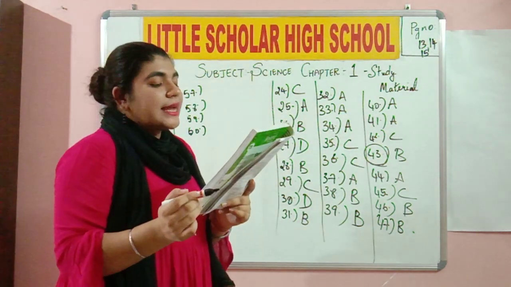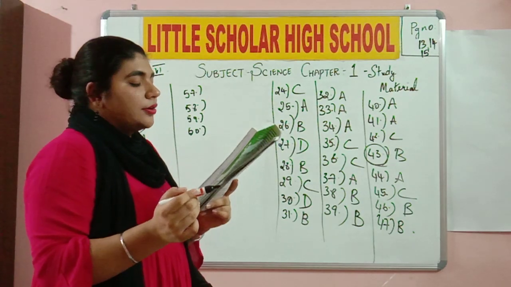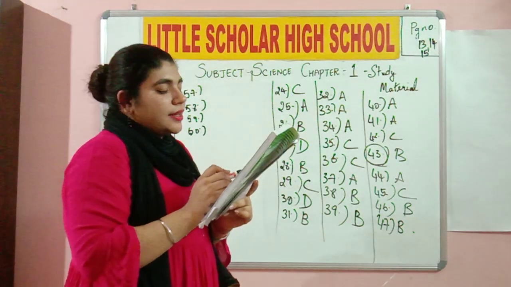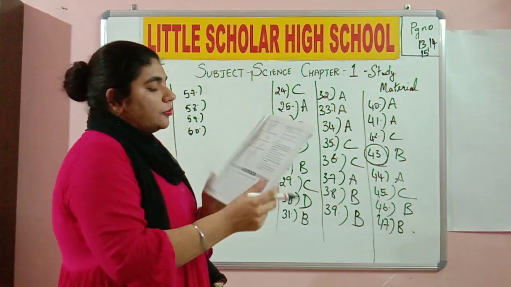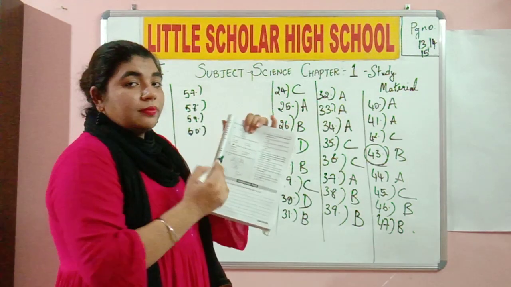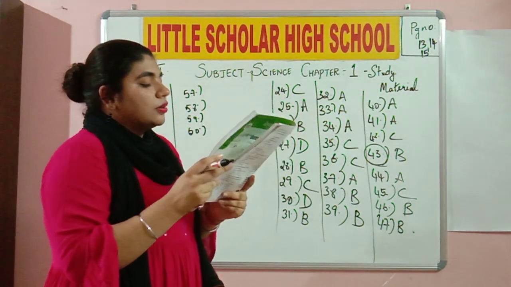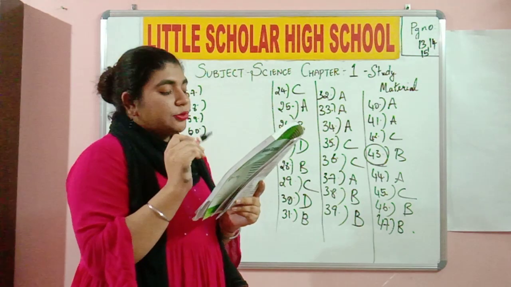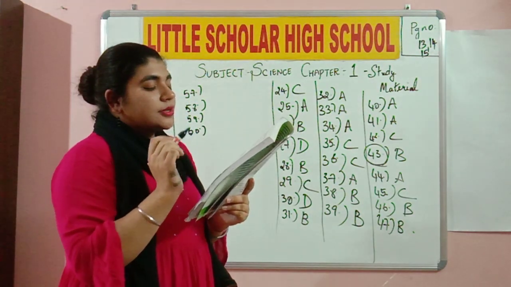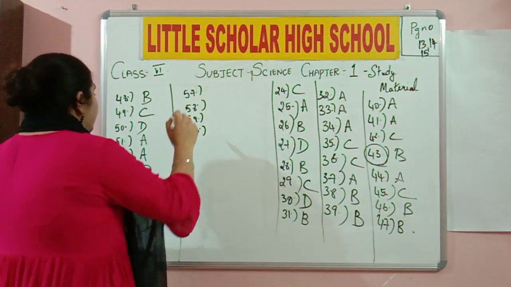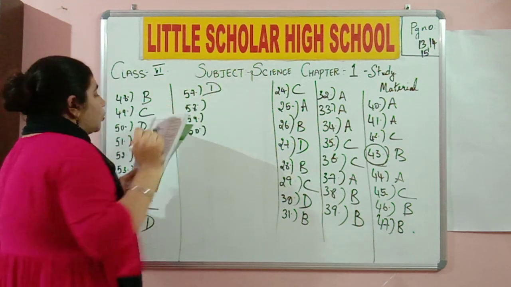57th. Meat and egg giving animals come under. You need to look at the diagram and please look together. Egg giving animals is number 2. Meat giving animals is number 3. So the option should be D, which is 2 and 3.